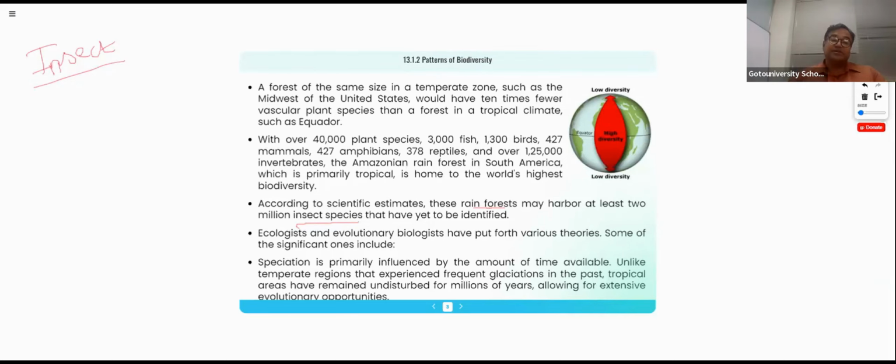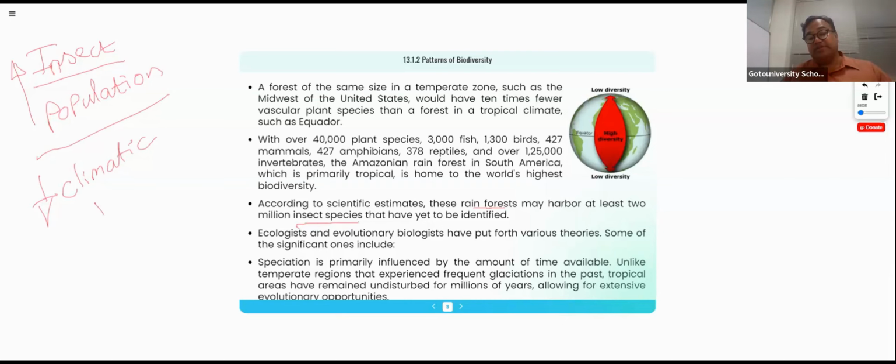These insects' population size is maximum in the case of the Amazon forest, like we already narrated for you. Why? Because of the less climatic variation we are observing in the case of a tropical area. Now, entering into the next major concept, the temperate zone has cold climatic conditions.